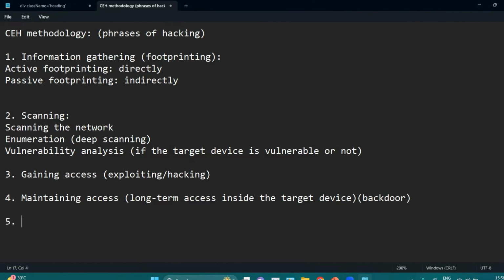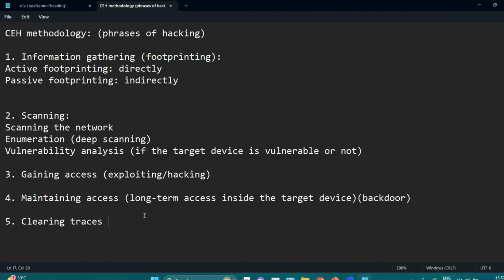Then we have fifth, which is clearing traces. Clearing traces is like clearing the logs, clearing the history, clearing some processes, etc., so that you can become untraceable. So that is clearing traces.